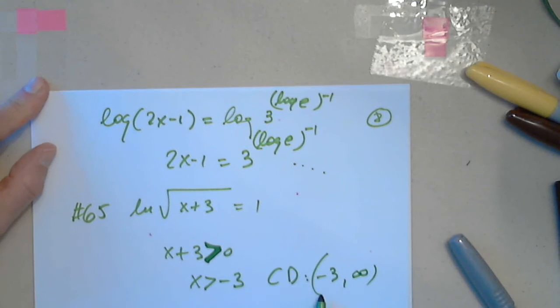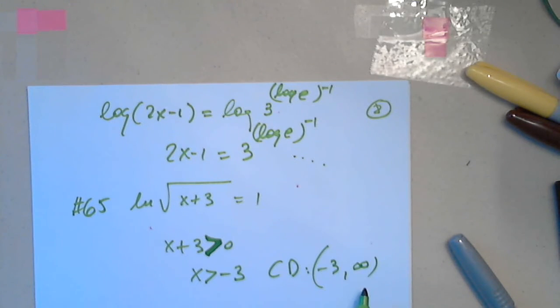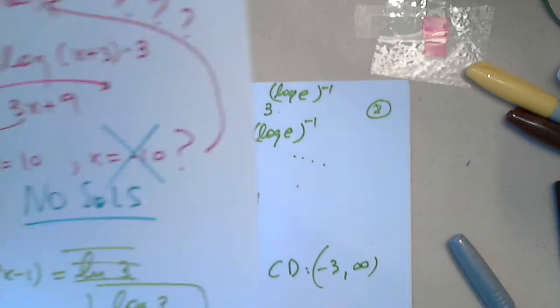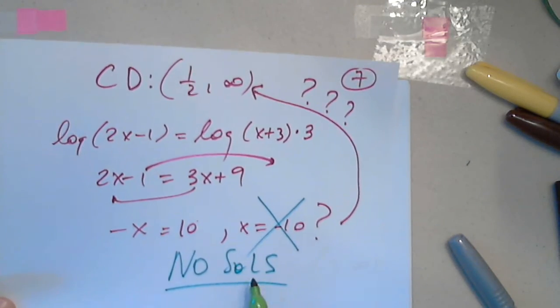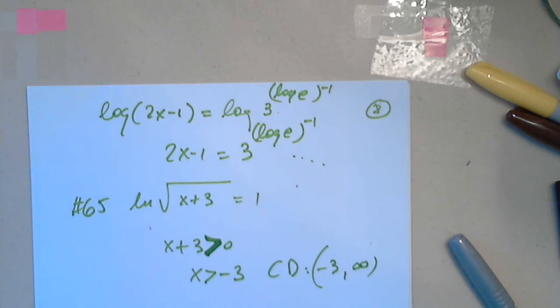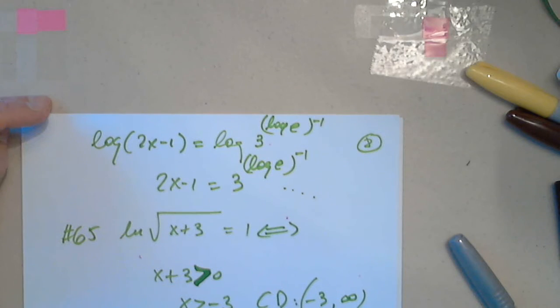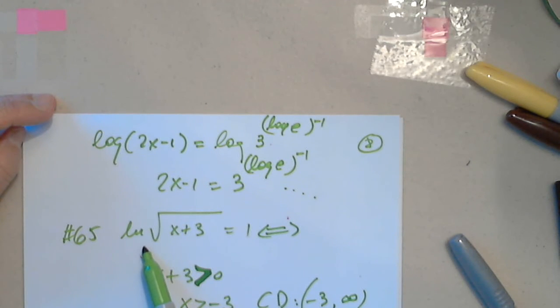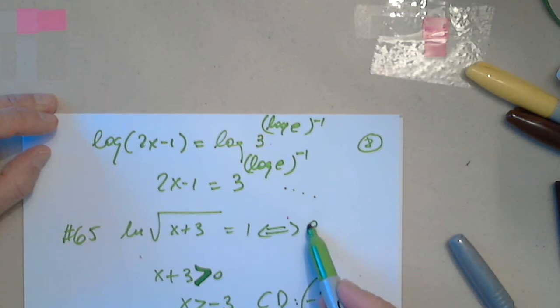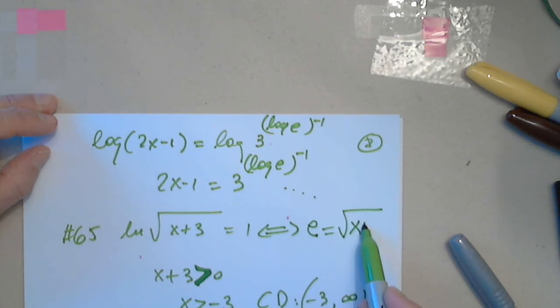If I don't get a solution between negative 3 and infinity, I'm going to conclude exactly what we concluded before in that case. Okay, so still here I have no choice. I shouldn't say I have no choice. This is the method I recommend. E, that's the base of natural log, raised to the first power, which is just e, equals the square root of x plus 3.